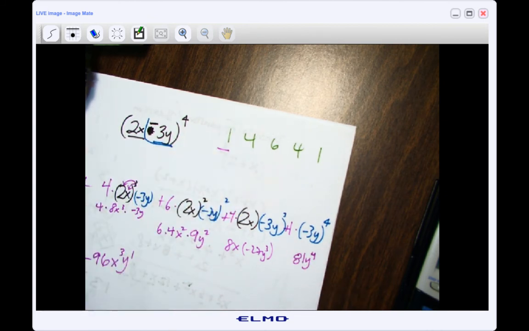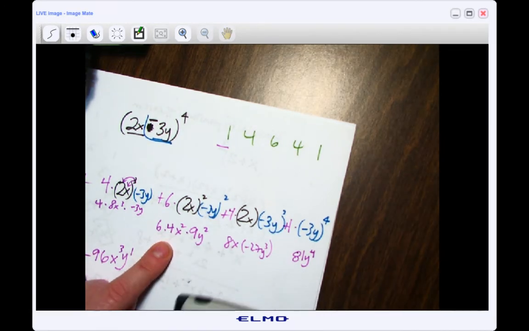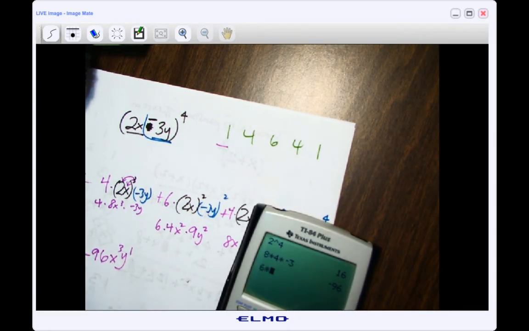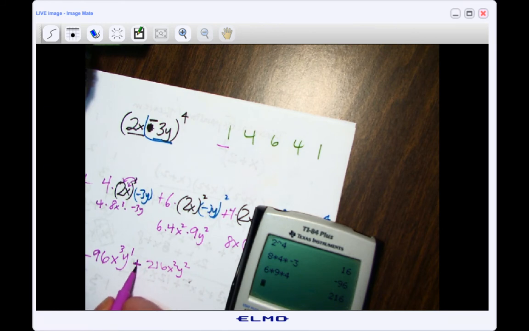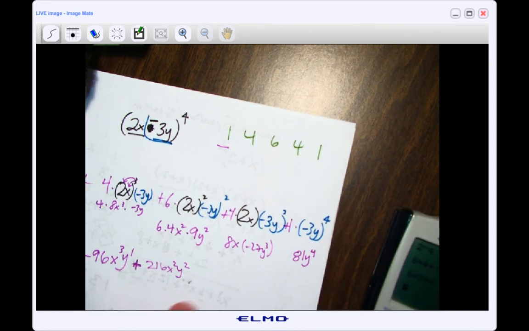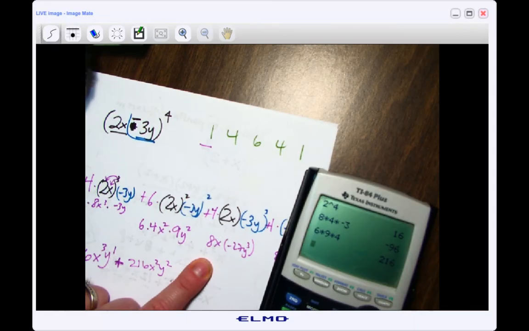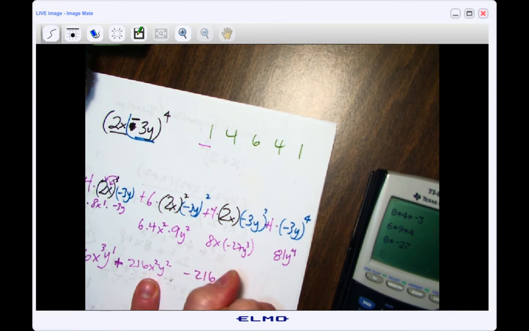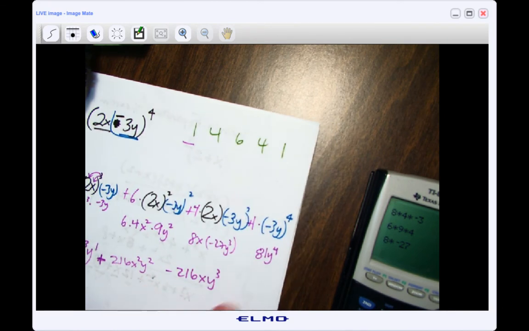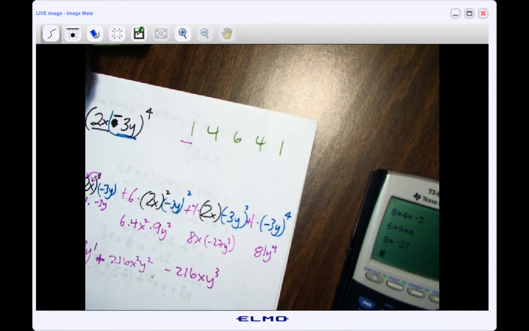So again, now all you have to do is multiply this stuff together. So you get a 6 times 9 times 4. That gives you a 216 x squared y squared. And again, I put a plus here because they're all positive. This one's going to be an 8 times a negative 27. And of course, that'll give you a negative 216 x y to the 3rd. And this will be 81. It's a positive.